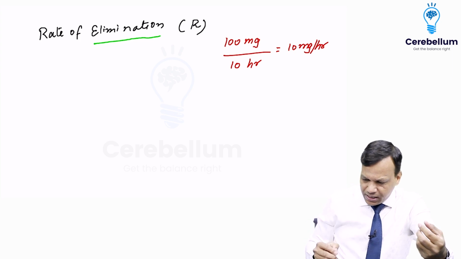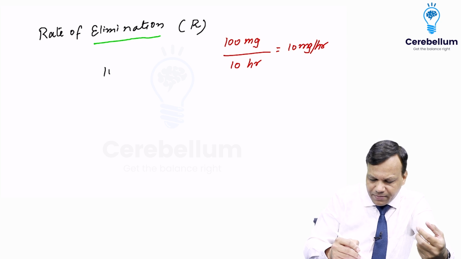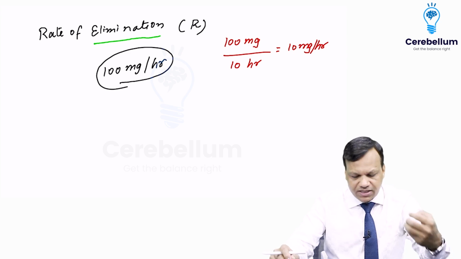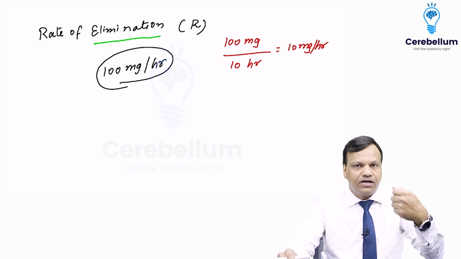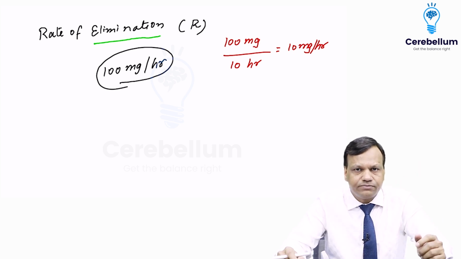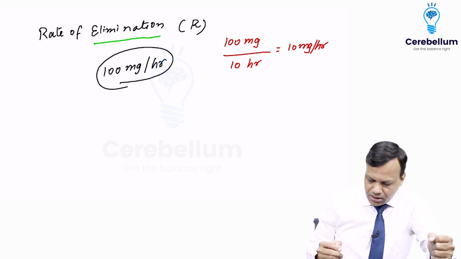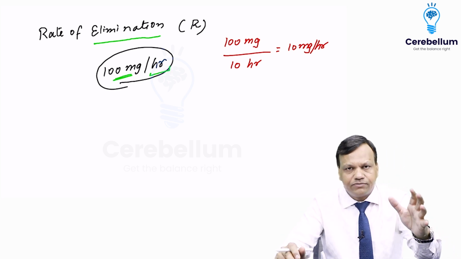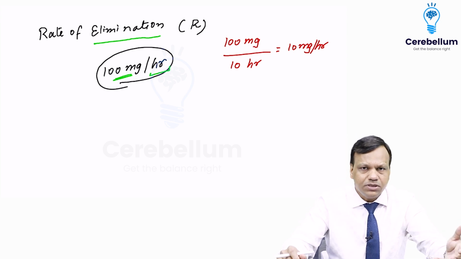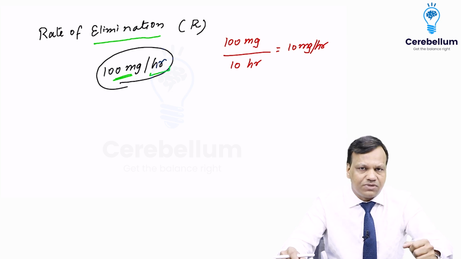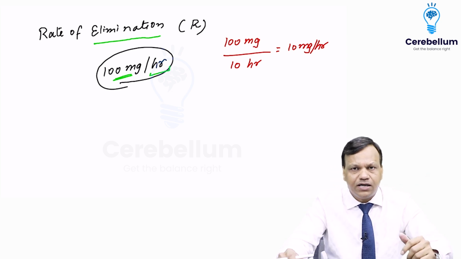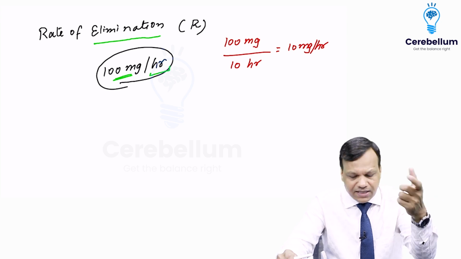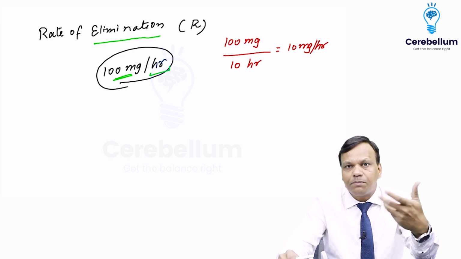Now suppose we say rate of elimination of a drug is 100 milligram per hour. What information does it convey? Whether the drug is short acting or long acting, whether action will run for a long period or finish quickly, we cannot say, because we only get the information that in 1 hour 100 milligram will be eliminated. But we do not know how much is in the plasma. If 200 milligram is the plasma concentration and out of that 100 is eliminated, that means half is eliminated. If plasma concentration is 1000 and then 100 is eliminated, that means in 1 hour only 10% is eliminated.